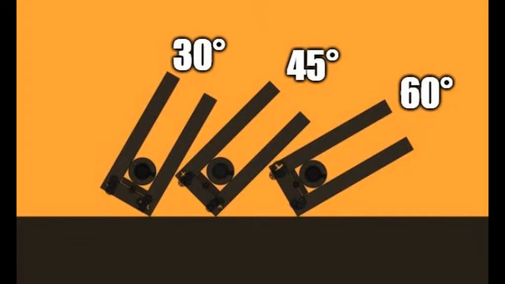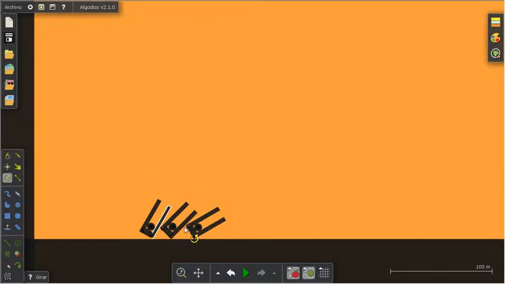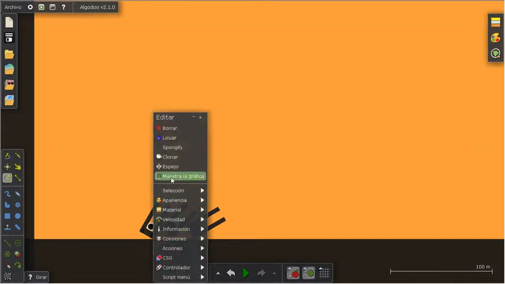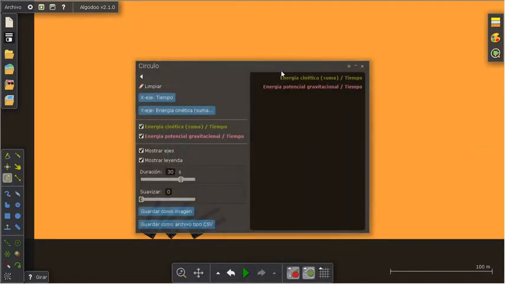The first launcher has an angle of 30 degrees, the second one 45 degrees, and the third one 60 degrees. We will be testing only the first two launchers one by one because it will be enough to see how this variation of angle really affects the change of acceleration, energies, and range.